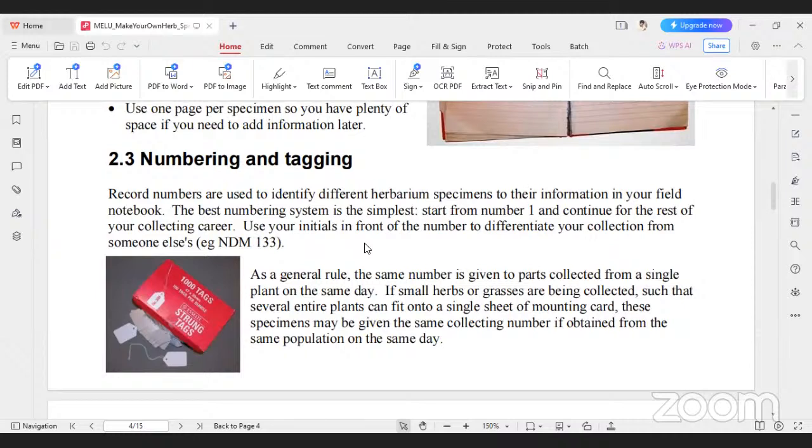Use your initial in front of the number to distinguish your collection from someone else's. For example, a hibiscus plant is collected by you, and also by your friend and some others. When you collect the hibiscus plant, you should write your initial with the number. My initial is Y Kumar, so Y. Now the name can be indicated with Y dot hibiscus, or you can write it in a short manner.